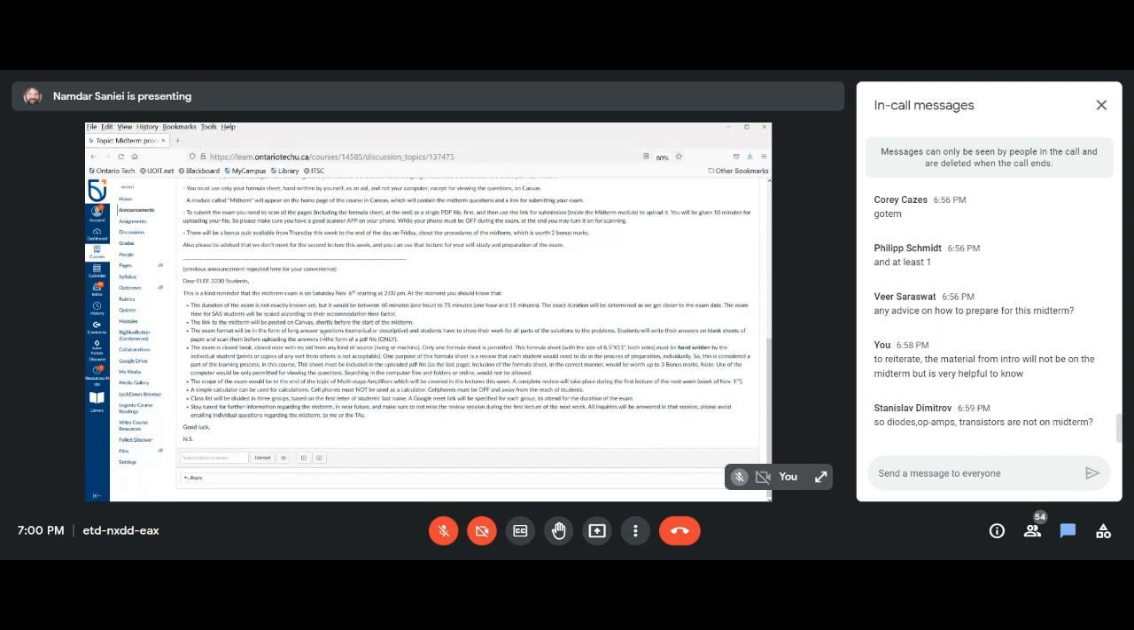So the exam is long answer questions, which include both numerical and descriptive, or conceptual, or theoretical, as you called it, and the students have to show their work, all parts of the solutions to the problem, and the students will write their answers on blank sheets of paper and scan them before uploading the answers in the form of a PDF file, only PDF, please.